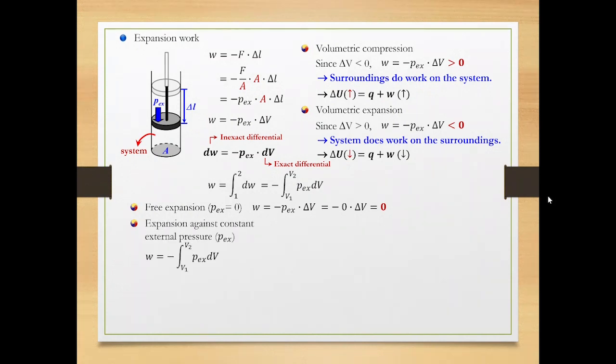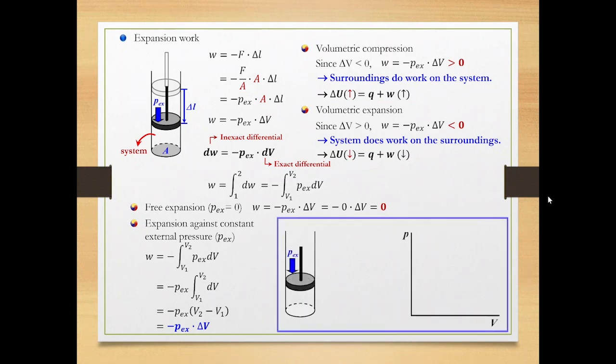What about the work done under constant external pressure? Since the external pressure is a constant, it can be taken out of the integral. Integral from V1 to V2 of dV is simply V2 minus V1, and the work is negative P external times delta V.